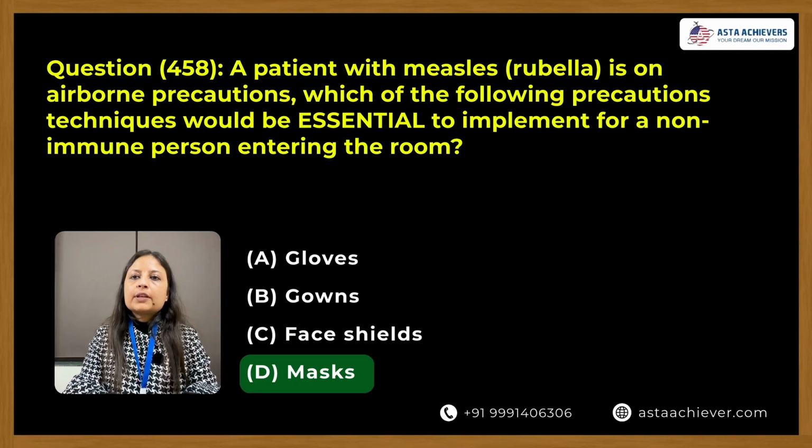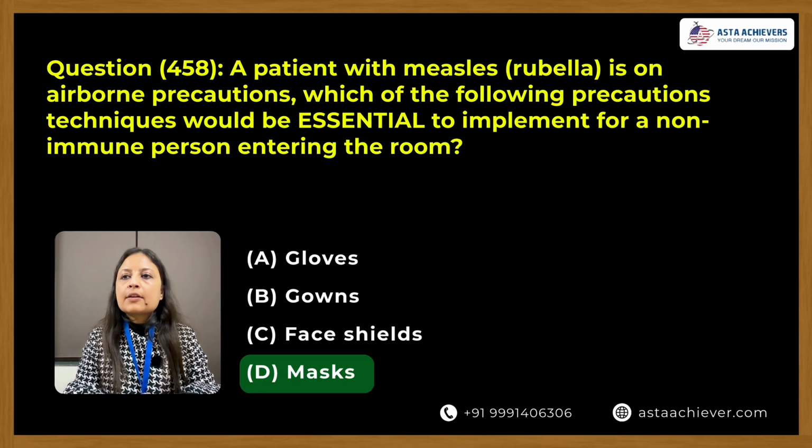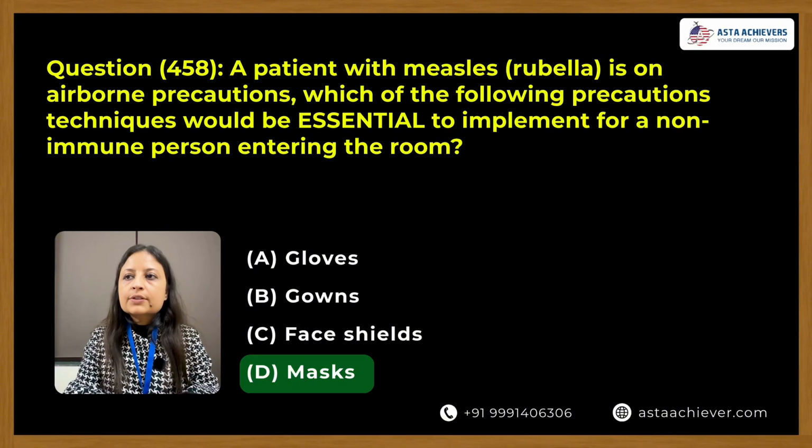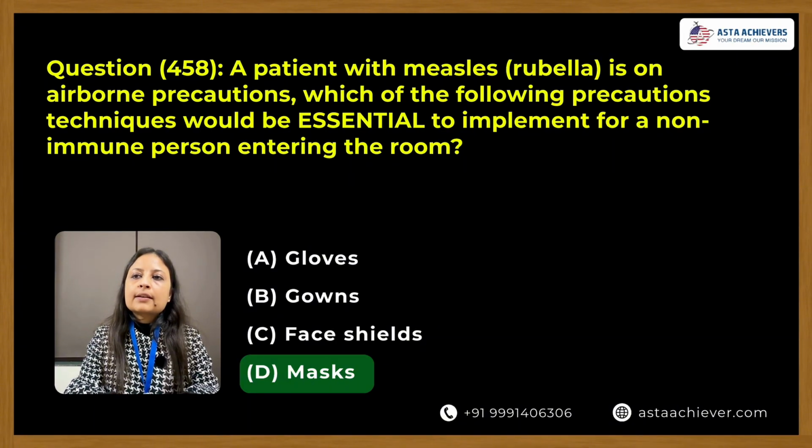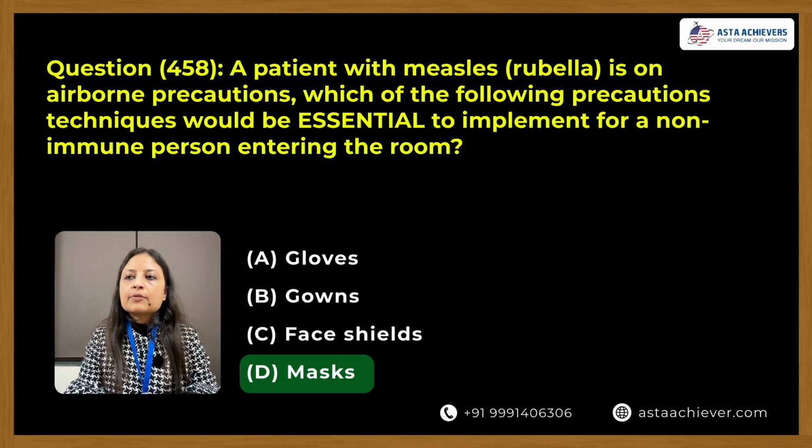Question number 458. A patient with measles is on airborne precautions. Which of the following precaution techniques would be essential to implement for a non-immune person entering the room? Option A, gloves. Option B, gown. Option C, face shield, and option D, mask. So option D, mask, is the correct answer.